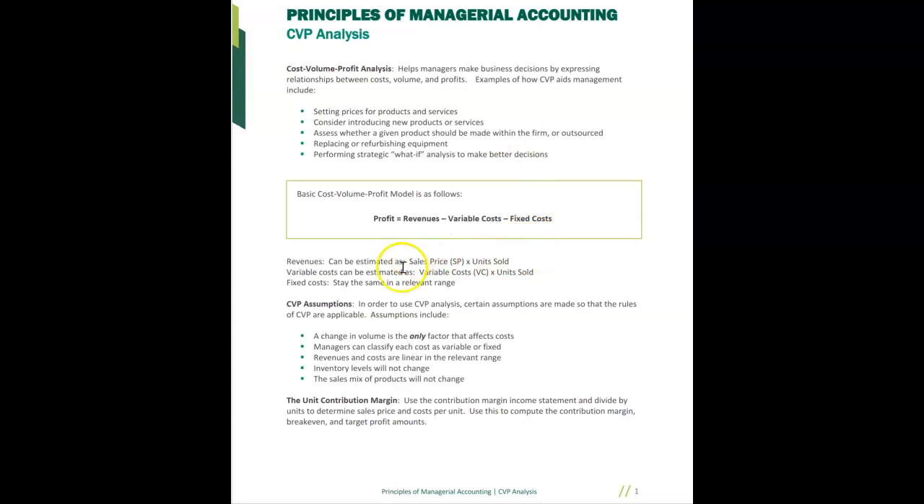And the basic cost, value, and profit model is that profit is equal to revenue less variable costs, less fixed cost. Okay? And what's nice about variable costs is that if they're a percentage of the selling price, those percentages always stay the same. So this really lends itself to analysis well. And revenues can be estimated as your selling price times the units sold. Variable cost is your variable cost per unit times units sold. And fixed costs are the same in the relevant range.